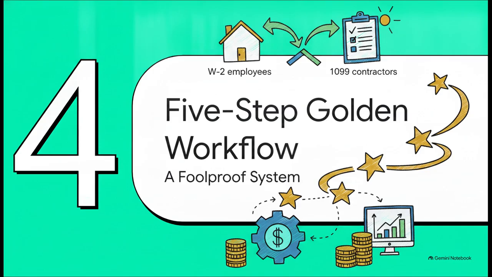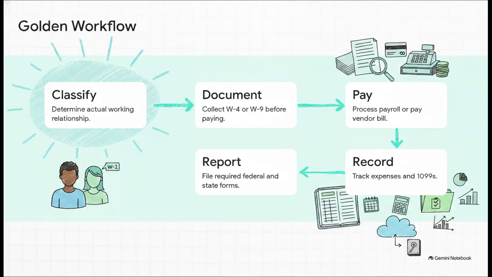All right, now let's pull all this together into the 5-step golden workflow, a totally foolproof system for managing this in QuickBooks. Here are your 5 steps: classify, document, pay, record, and report. Notice how step 1 is classify. Everything, literally everything, hinges on this. Deciding the actual working relationship dictates every single thing you do next. You can't correctly document, pay, record, or report if you haven't first classified the worker properly using those control tests we talked about earlier.